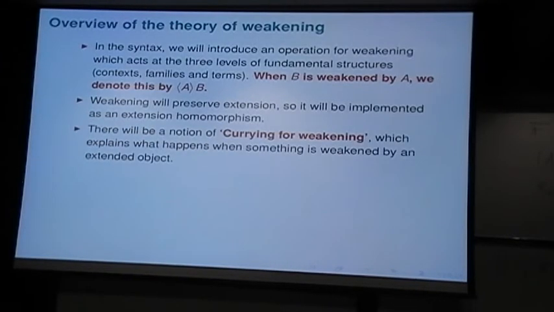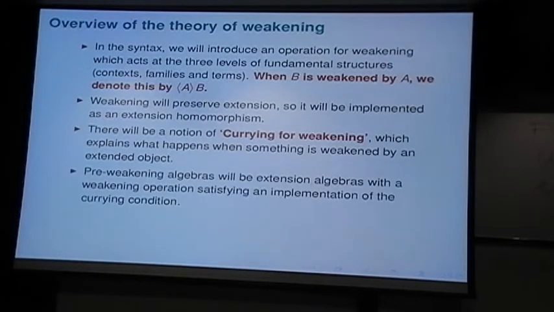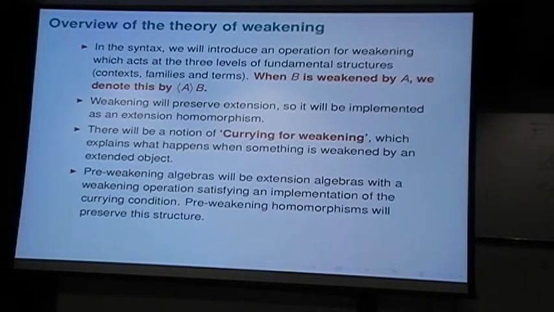And there will be a notion of currying for weakening, which explains when you weaken something by an extended object, the A up there could be a dot p really, right? You can weaken by a dot p. And then this rule says what happens in that case. And with these three things, you have a notion of pre-weakening algebra. Well, they satisfy the implementation of these things. There is a notion of pre-weakening homomorphism.